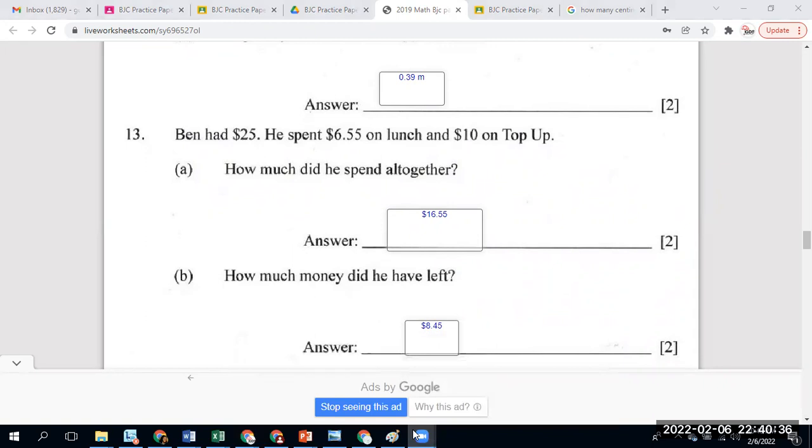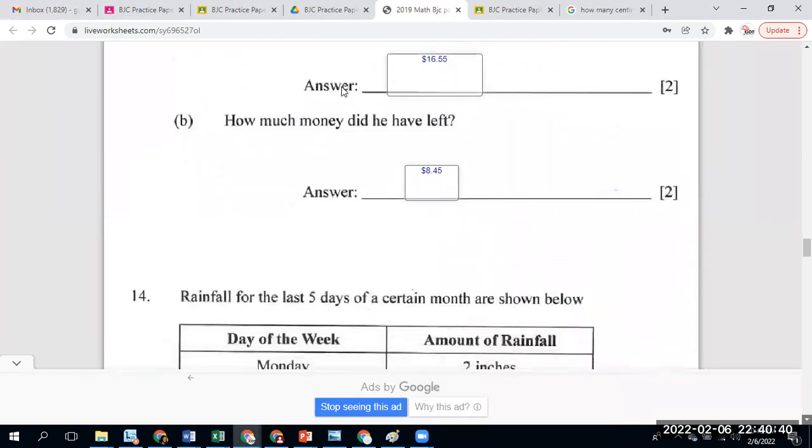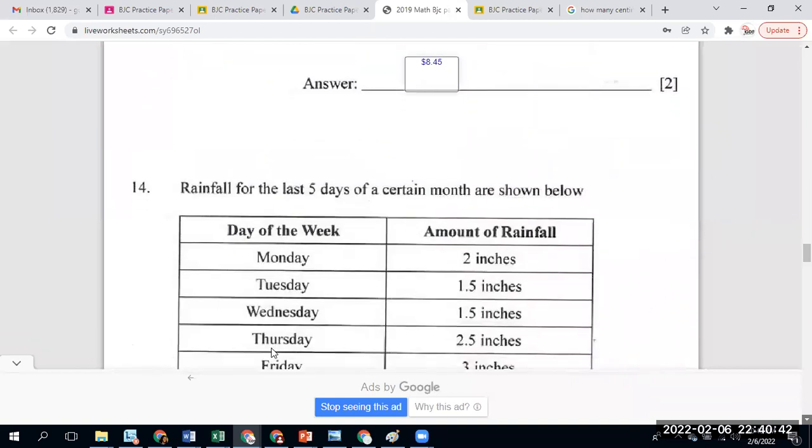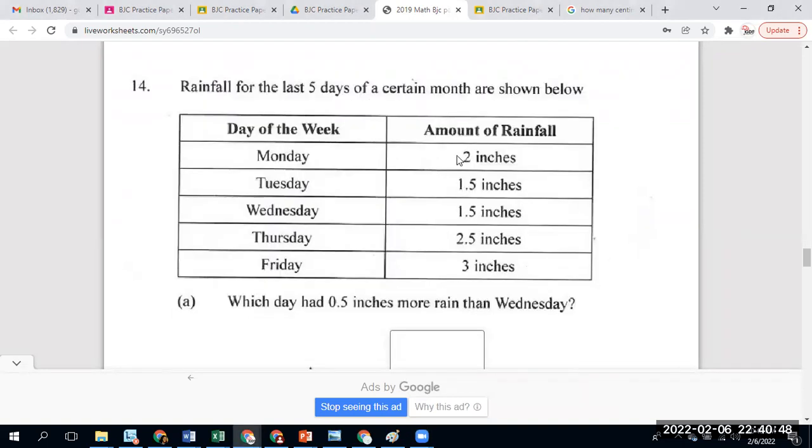Good stuff. Oops. So we have a mean, median, mode type question. Well, before we get into that, we have some days of the week, Monday through Friday, and the amount of rainfall on each day. That was a rainy week. So question A asks us, which day had 0.5 inches more rain than Wednesday?